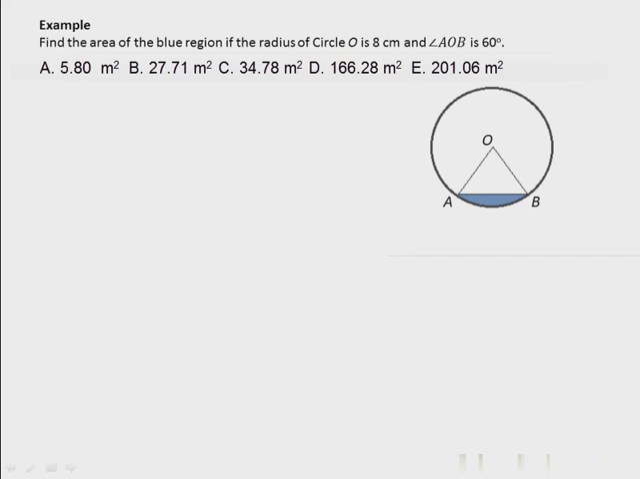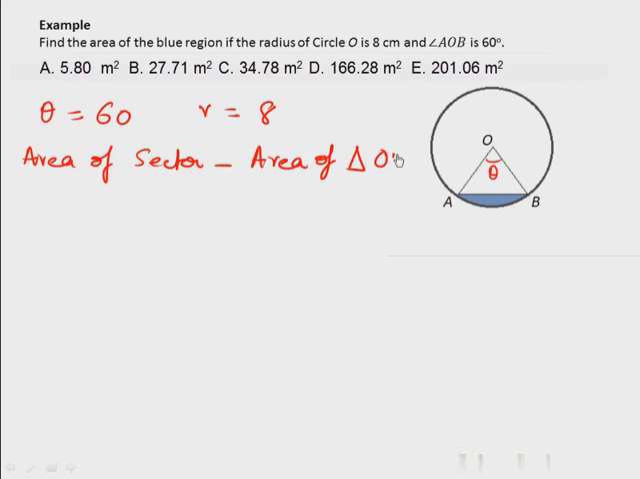Find the area of the blue region if the radius of the circle is 8 and angle AOB is 60. So they've given theta is 60 and they've given the radius is 8. They want the area of the blue region. What's the area of the blue region? Well, it's the area of the sector minus area of triangle OAB. If I subtract the area of triangle OAB from the entire sector, then I'll get the area of the blue region. Okay, so let's examine the triangle closer.